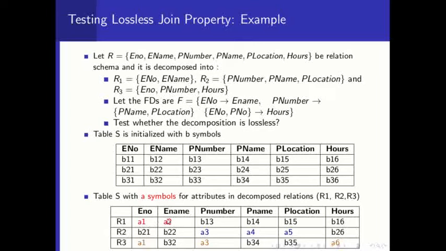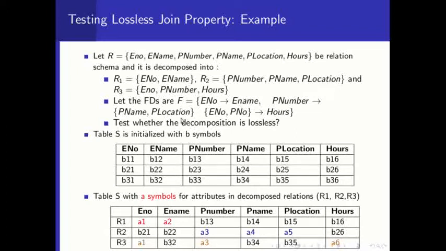One of the rows contains an A symbol. What to do? The algorithm says to replace, in the other row where the X value is an A symbol, the Y value with the corresponding A symbol. Now B23 is to be replaced with A2. That's what the algorithm says.